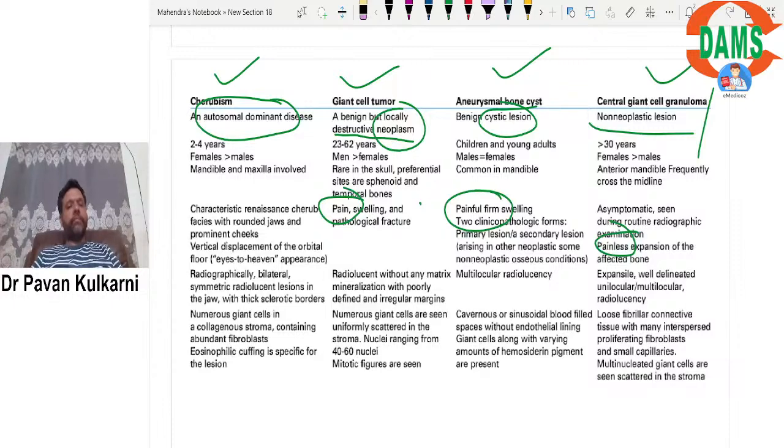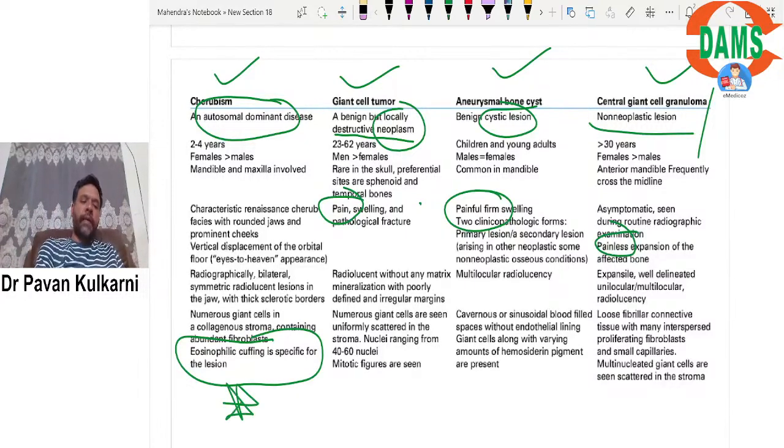They are painless. Okay. Next important point is the histopathology. Here, I want you to remember that in the histopathology, the eosinophilic cuffing is specific for this lesion. What do you mean by eosinophilic cuffing? There will be collagen deposition. That is called eosinophilic cuffing. Please remember, this is very characteristic of cherubism. You are supposed to remember this.